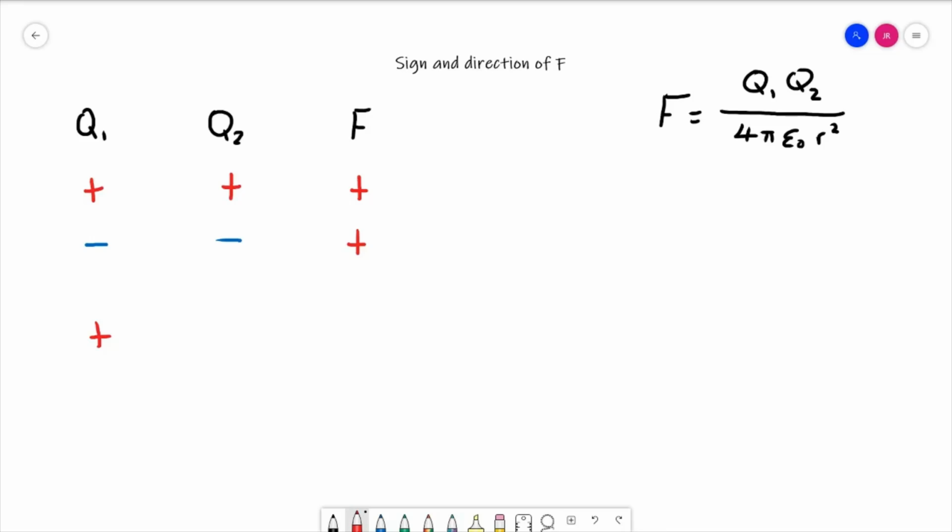Where we have Q1 and Q2 having the opposite signs, one positive and one negative, going back again to the top line of our equation, if we multiply a positive number and a negative number together, we know that we're going to get our force coming out as negative. Going back to the first slide, we know that when we have two like charges, they are going to repel, and when we have two opposite charges, they are going to attract.